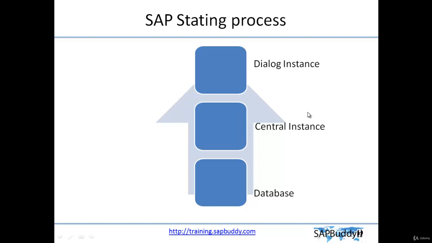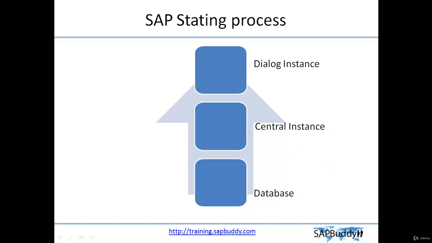In a similar way, stopping an SAP system works in the reverse order. First, we need to stop the dialog instance, then the central instance, then the database. Same as how we started the SAP system, we need to stop it in the reverse direction, the opposite sequence.